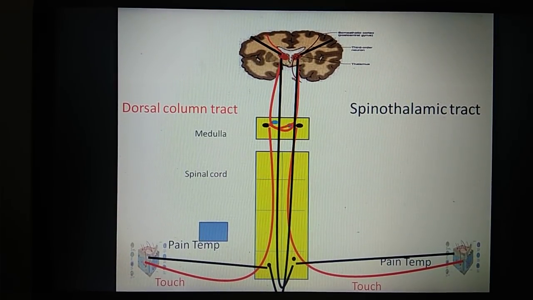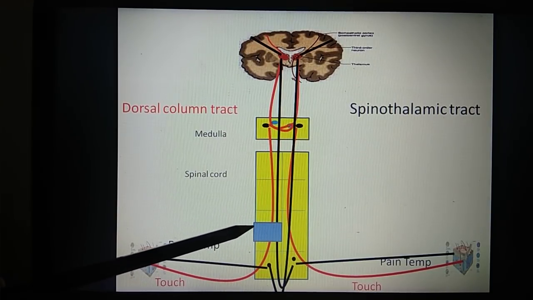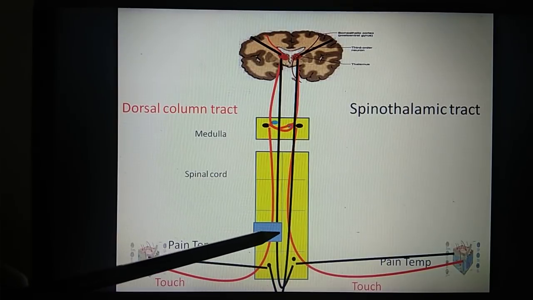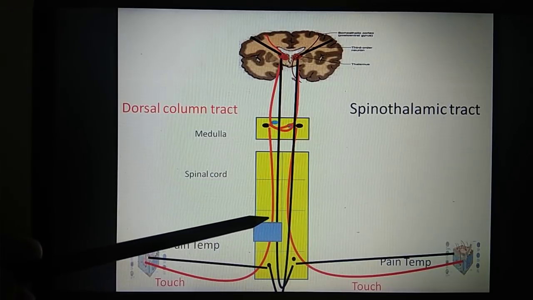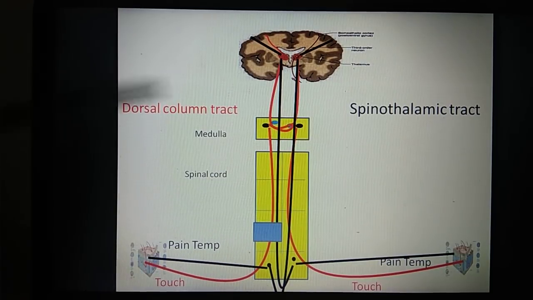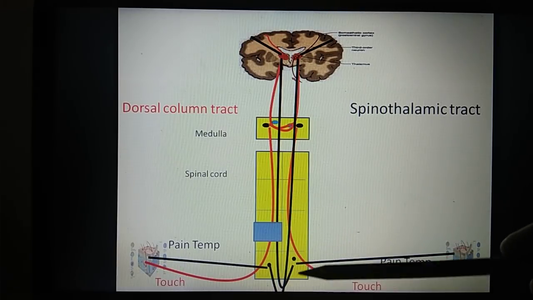Now we'll see what will happen if there is a lesion of one side of the spinal cord. We have taken a section. Suppose this is the T10 segment of the spinal cord, and this right side of the spinal cord is damaged. Now simply you can see, this tract is being damaged, but this tract is intact, and this tract is damaged.